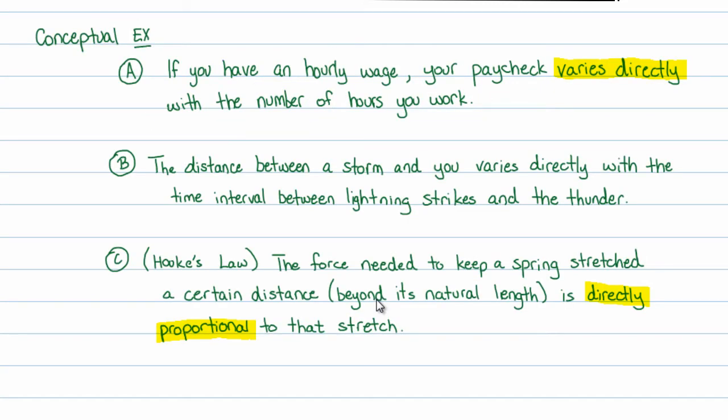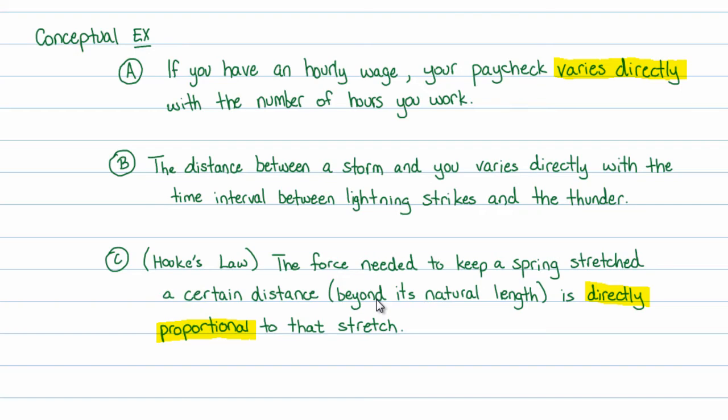First one we have is if you have an hourly wage, let's say $8 an hour or $9 an hour, $10 an hour, your paycheck varies directly with the number of hours you work. In other words, you work more hours, your paycheck is higher. So as you increase one variable, the other variable increases.